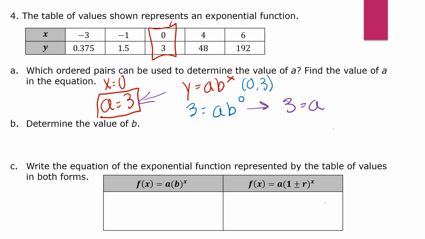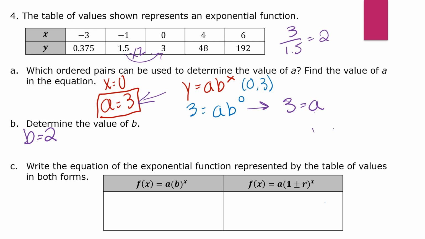All right, so for part B, if you notice the table, it doesn't go by ones for the whole thing. It does go by ones from 1.5 to 3. So we can figure out our value of B by figuring out what I need to multiply 1.5 by to get to 3. You can do 3 divided by 1.5, which will give you 2. So we're multiplying by 2 each time. So our B value is 2.